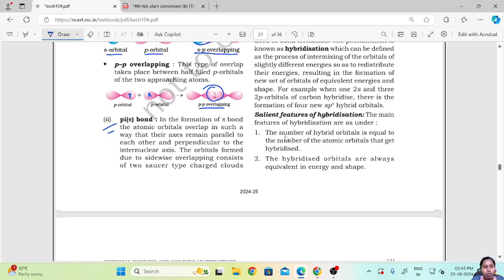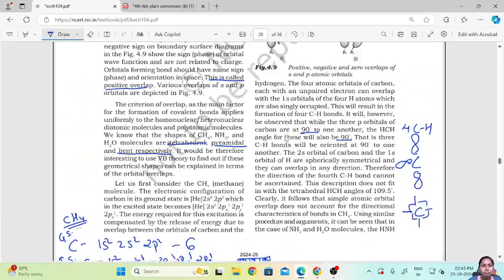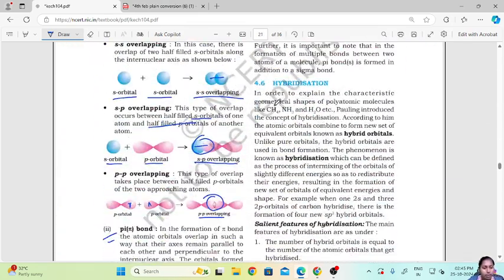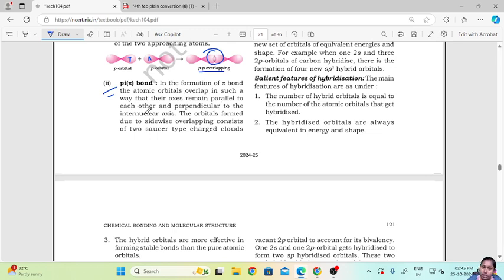Now, in the formation of a pi bond, the atomic orbitals overlap in such a way that their axes remain parallel to each other and perpendicular to the internuclear axis. So whenever there is a pi bond formation, the orbital overlapping takes place in such a way that the axes remain parallel to each other. For example, here, the axis remains parallel to both of them, and perpendicular to the internuclear axis.